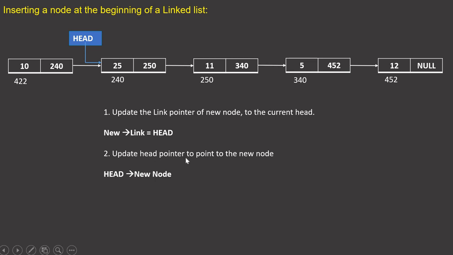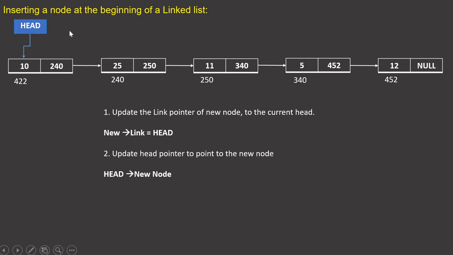Second, we are going to update the head pointer to point to the new node. Now this is the second element, we just saved the value, so this is now linked, but I want this new node to be the first element, so the head should point to this node. So we are going to update the head to the new node, so it will be moved here.